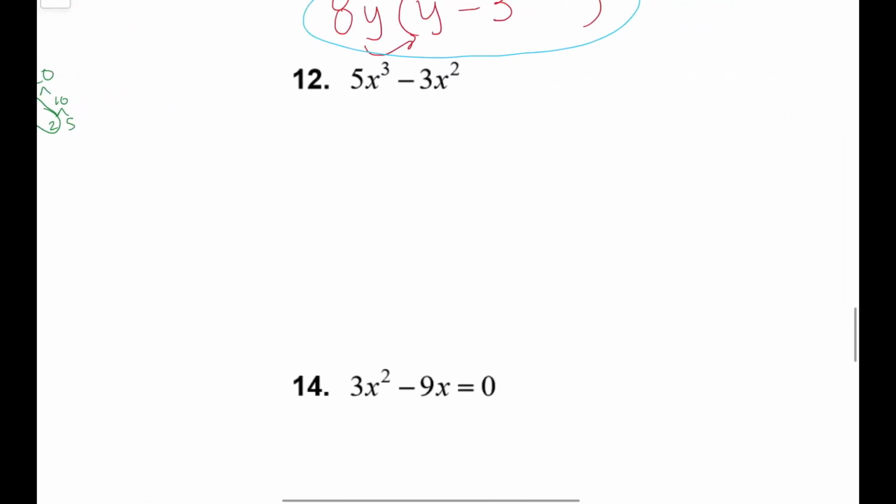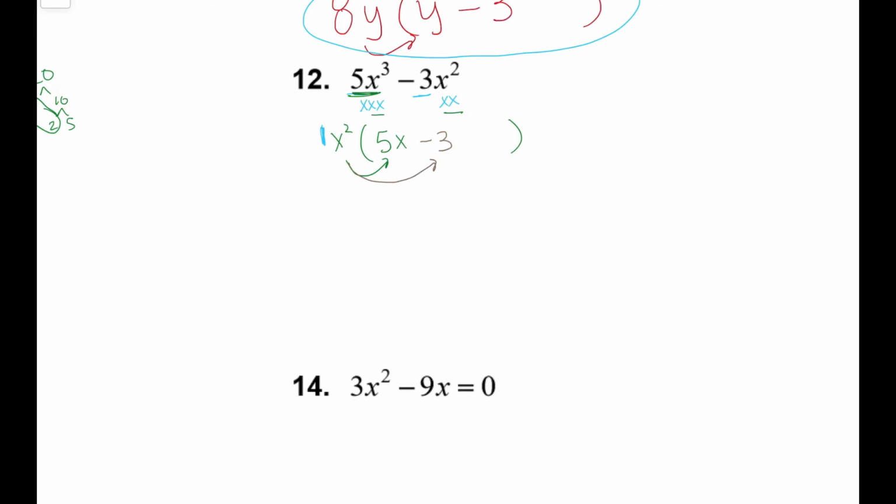On number 12, I have 5x cubed minus 3x squared. Looking at 5 and 3, there's not really a number that goes into both 5 and 3, but 1 will go into any number. So if there's not a number that goes into both of them, just put a 1. So the first half has x cubed. We have x times x times x, and the second one has x times x. Both of them have 2 x's. So we're going to pull the x squared out.